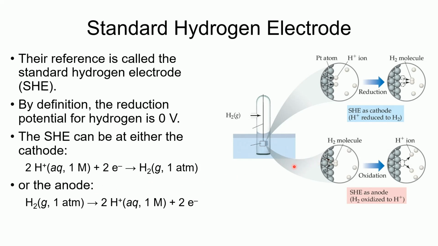What we'll find is that this works marvelously, that the platinum is really good at absorbing that hydrogen into the surface and making this reaction possible. So that is our standard hydrogen electrode.